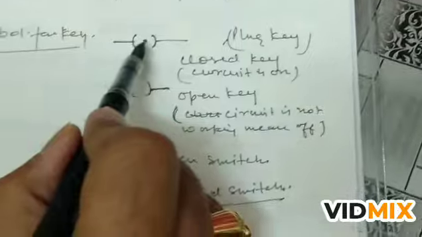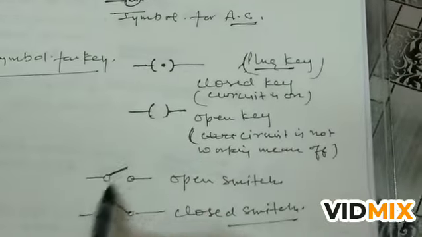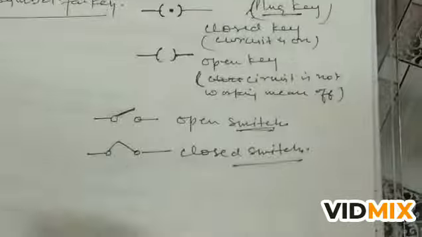This is also known as a plug key. We can put a plug here. You will use it in the lab, then you will know about this. This is called a plug key, and this is called a tapping key, or we can say switch. These are the symbols for these.